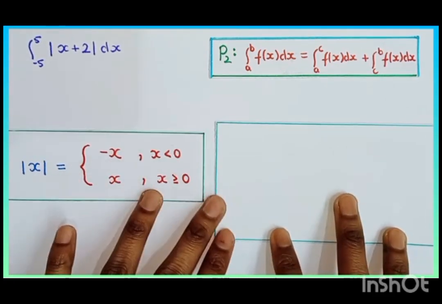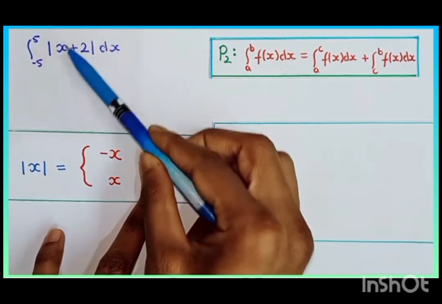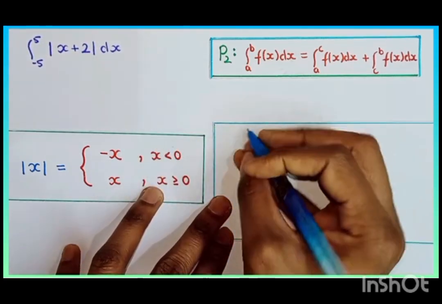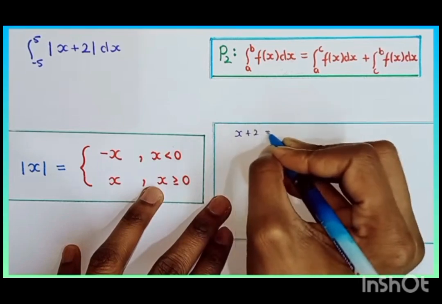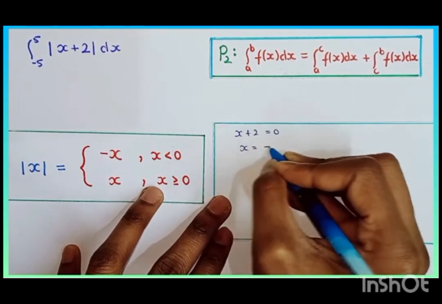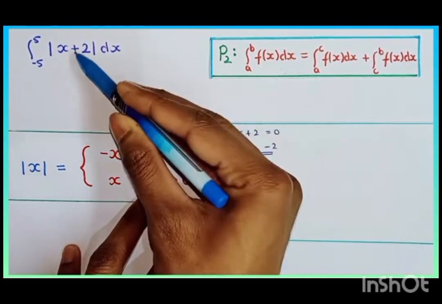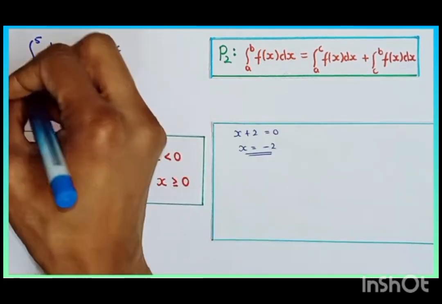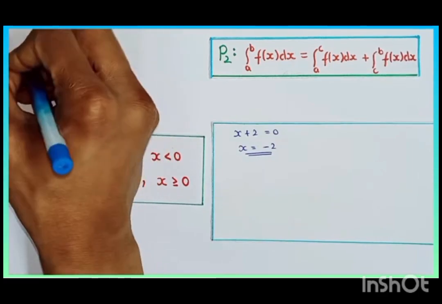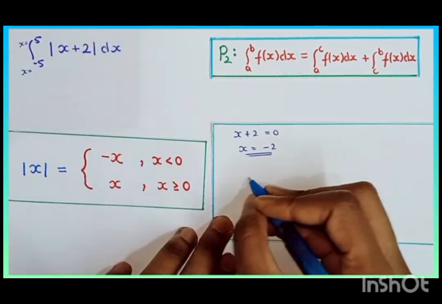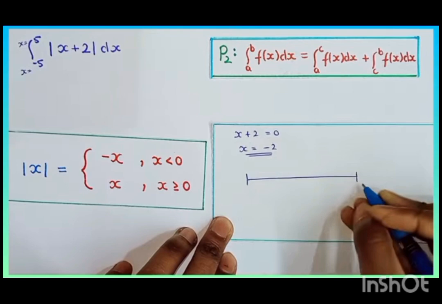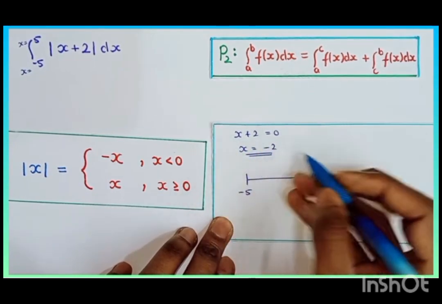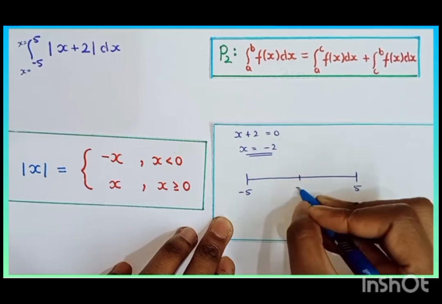And what do we do now? First, we'll figure out where the given function, mod x plus 2, is becoming 0. How do we check that? Substitute 0 for x plus 2. What value do we get for x here? -2. So, our function is becoming 0 at -2. And what are we given? Our x is from -5 to 5. So, I just created an interval. My interval is going from -5 to 5, and our function is becoming 0 at -2.